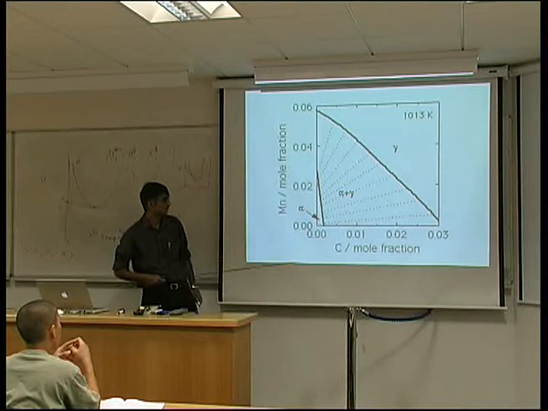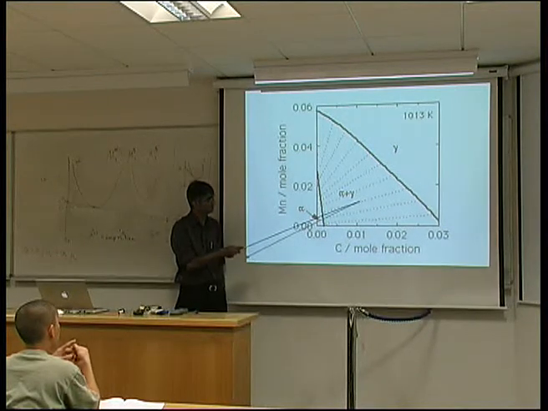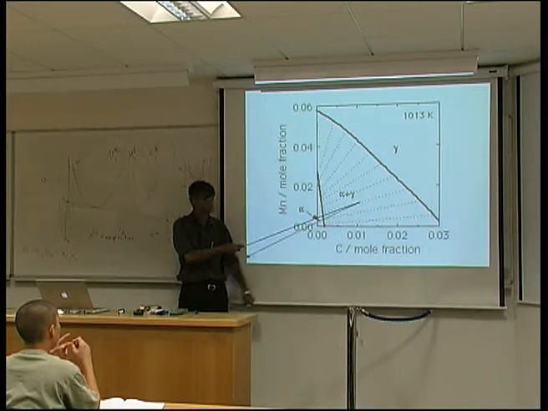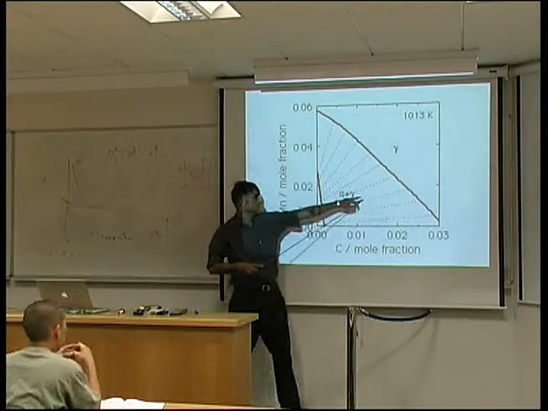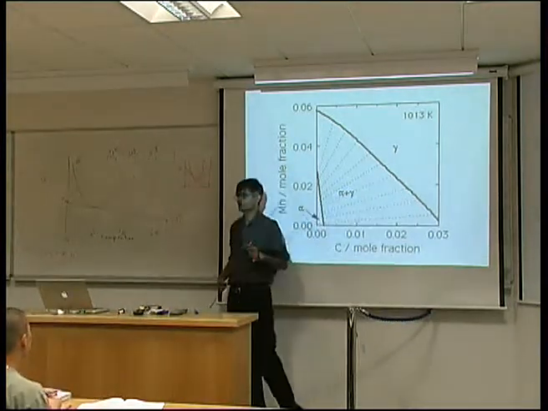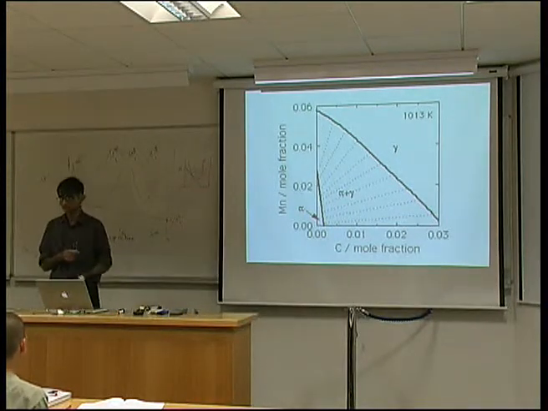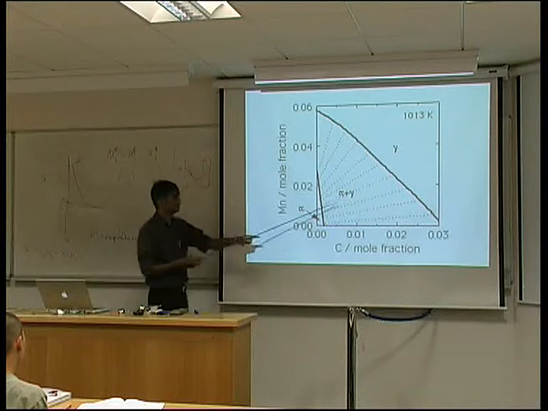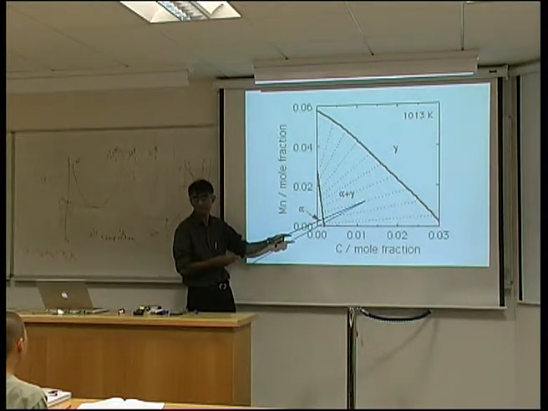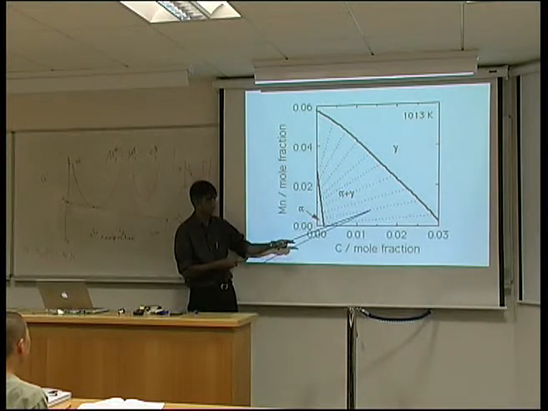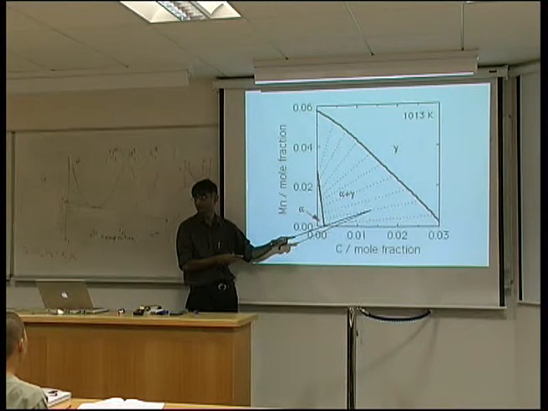Now, supposing I have an alloy of this composition, then you could argue that this is the tie line which governs the interface composition. That would be a very sensible conclusion: if I have an alloy which lies over here, it's this tie line which determines interface compositions. If I'm here, then it's this tie line, and so on.